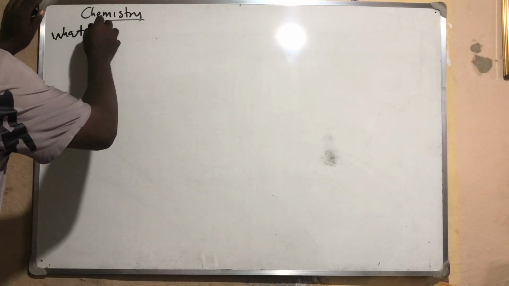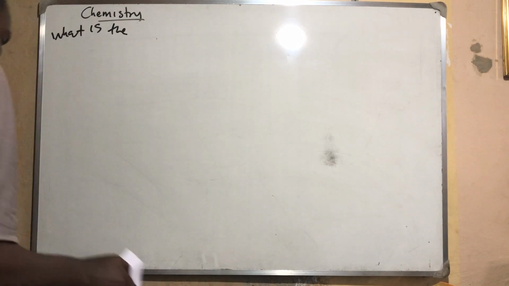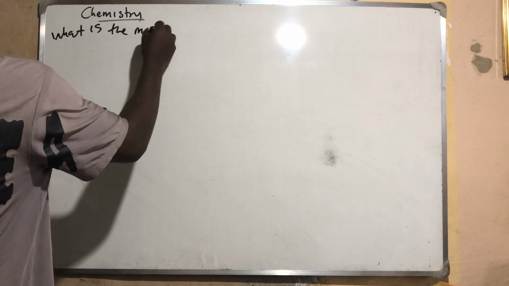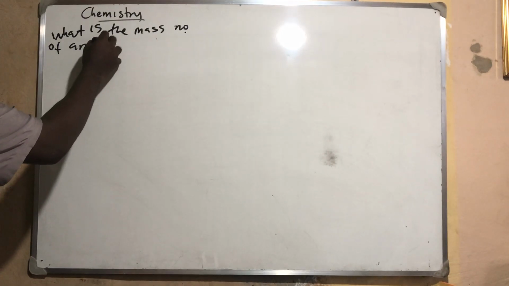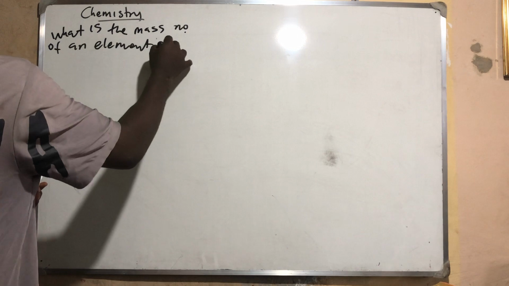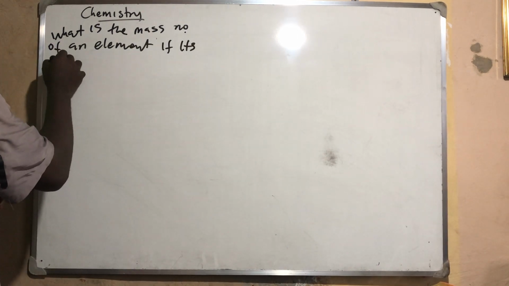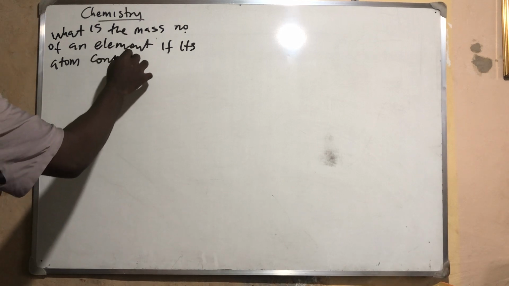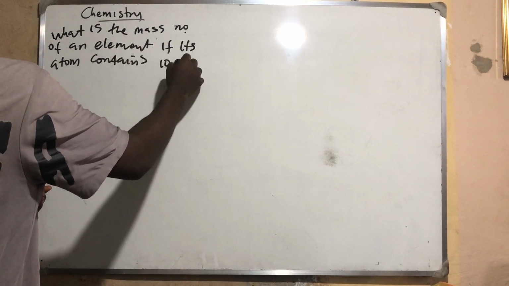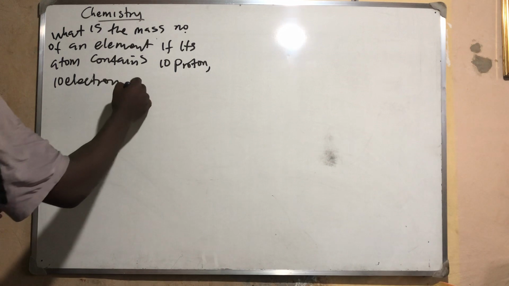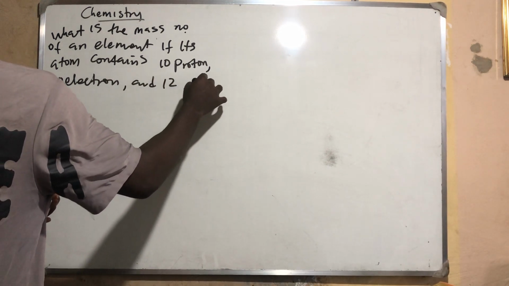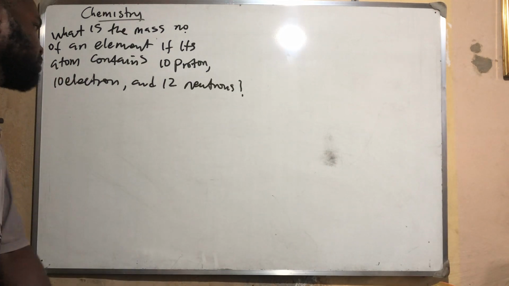Right, so moving to the next question here. The next question said, what is the mass number of an element if its atom contains 10 protons, 10 electrons, and 12 neutrons? Okay, this is very simple.